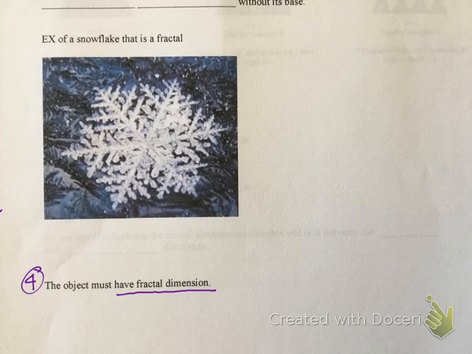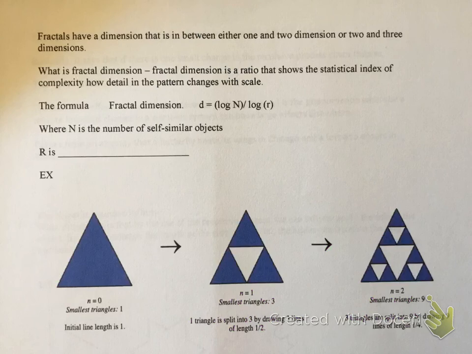Okay, so the fourth criterion for something to be a fractal is it has to have fractal dimension. You will need a calculator that has scientific functions on it, because you're going to have to use logarithms, which is abbreviated as log, to be able to figure out the fractal dimension. Fractals have dimensions that are in between either the first and second dimensions or the second and third dimensions.